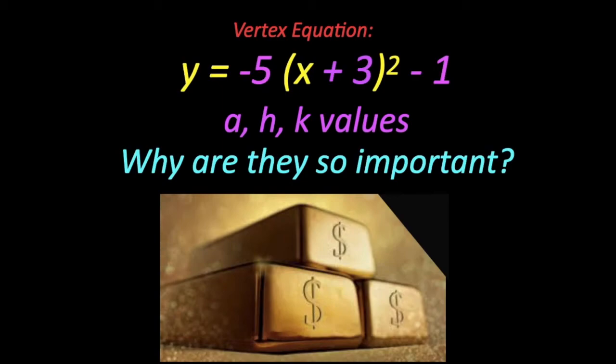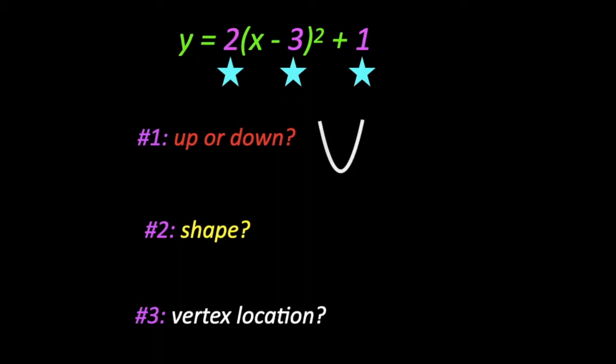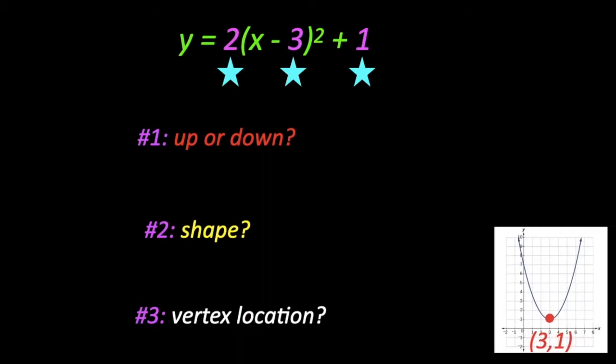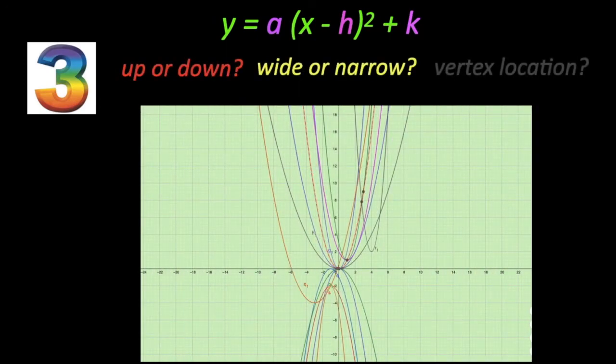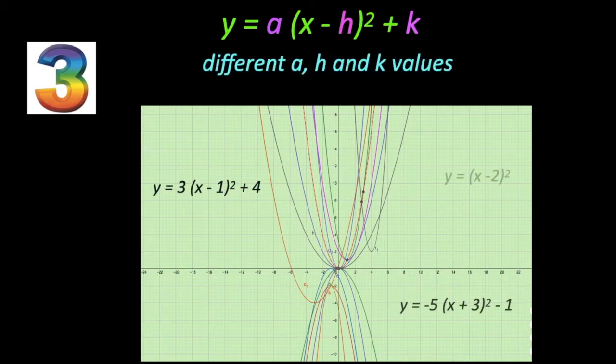Now, why are the a, h, and k values so important? Why do we need to find them in any equation that we're presented? Well, the answer is the a, h, and k values are going to determine whether or not the parabola is up or down, whether or not the parabola is wide or narrow, and where is the vertex. Each of these parabolas has different a, h, and k values. So again, the shape of the parabola, the location of the vertex, whether it is upside down or right side up, will be determined by the a, h, and k values.